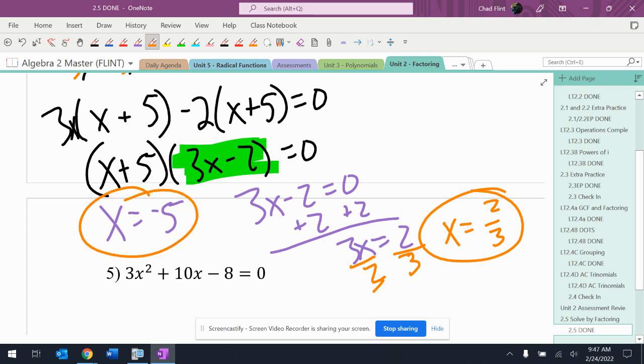So my answers to this are negative 5, which we're used to, and then 2/3, which we may not be used to. All right, so that's what I have going on there. Take your time with these. Be careful with the AC groupings. They're the nastiest ones that you have to go through with factoring.